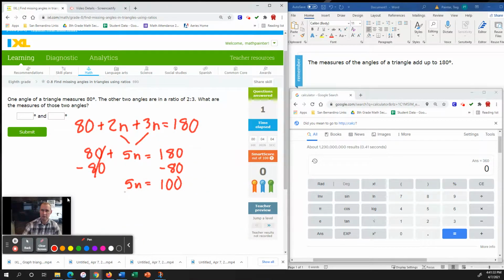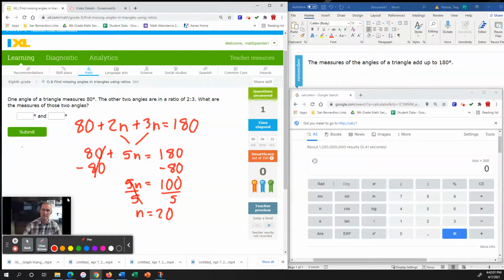Now we're going to divide both sides by 5 to figure out our value of n. This is like a one-step equation. So divide 5, divide 5. The 5's cancel out. n equals 100 divided by 5, which is 20. Now notice that 20 is not the missing angle or both the missing angles. 20 is the ratio aspect that we're going to use to figure out the last two missing angles.